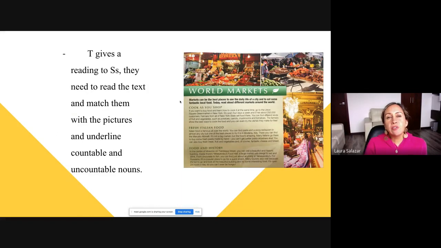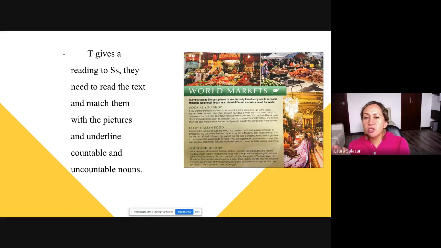Then teacher will give a reading to students. They need to read the text, match it with the pictures, and underline countable and uncountable nouns. So for example, here you have 3 things and you have 3 pictures. So students need to match. For example, "Cook as you shop." Which of these pictures will match with this? "Fresh Italian food." Which of these pictures match with fresh Italian food?